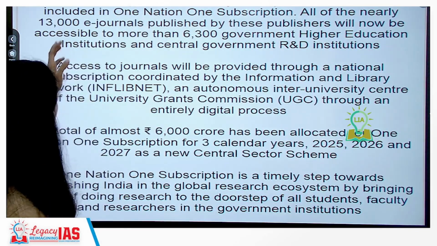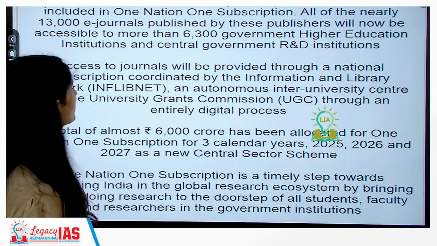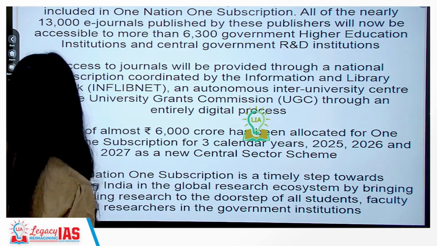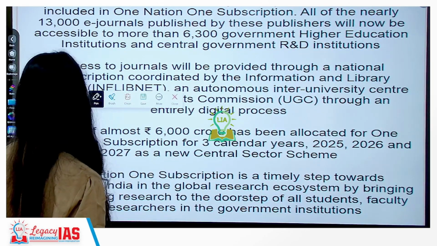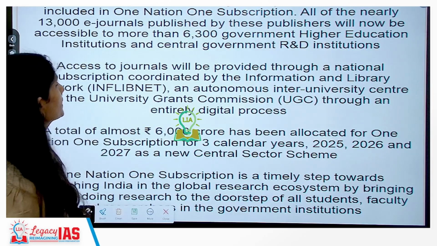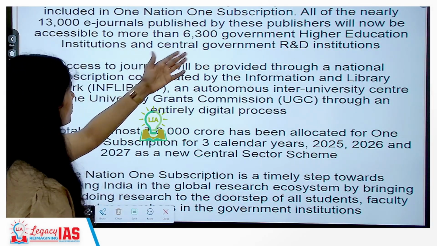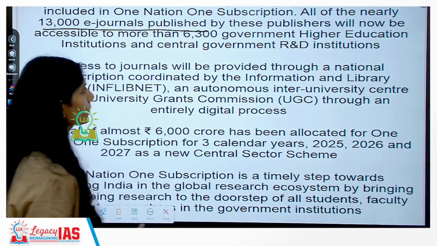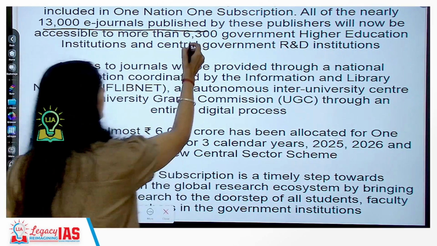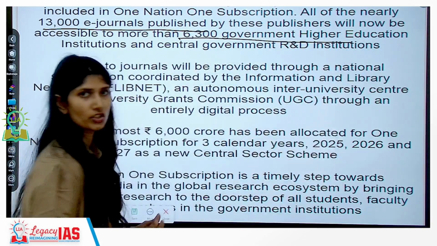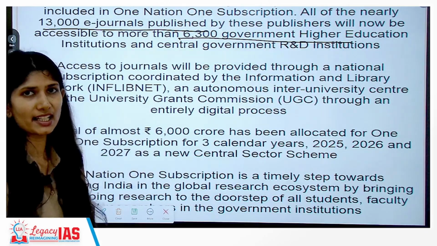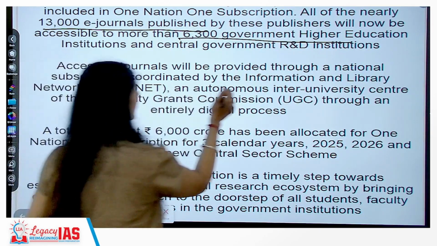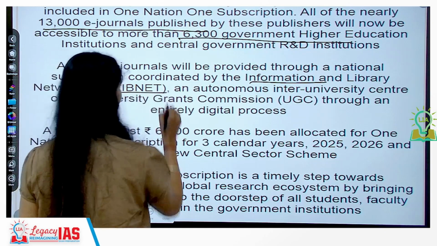Look at this. A total of 30 major international journal publishers have been included in One Nation, One Subscription. 13,000 e-journals published by these publishers will now be accessible to more than 6,300 government higher education institutions and R&D institutions. Access to journals will be provided through a national subscription coordinated by the Information and Library Network, that is INFLIBNET.